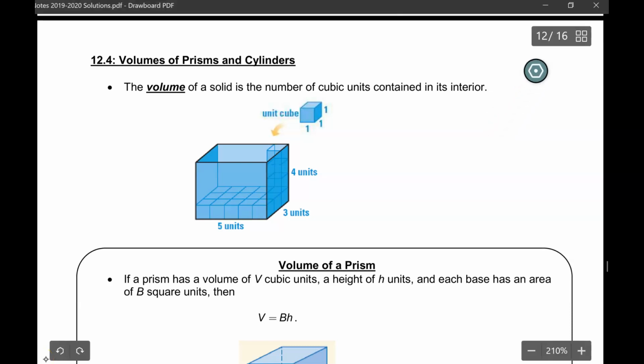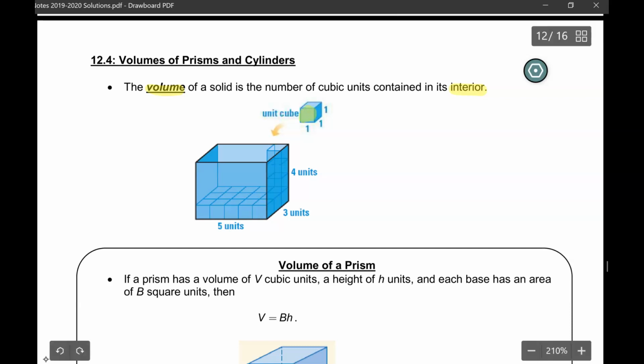Okay, so today we're going to start 12.4, volumes of prisms and cylinders. From here on out, we're going to focus on volume, which in my opinion is a little bit easier. The volume of a solid is the number of cubic units contained in its interior. So whenever we're thinking volume, we're thinking what's inside, versus surface area, which is what is on the outside.